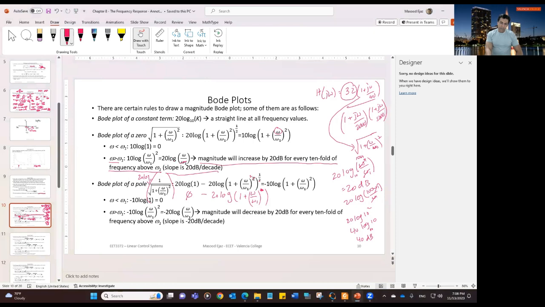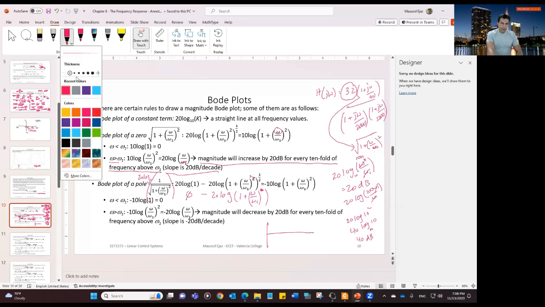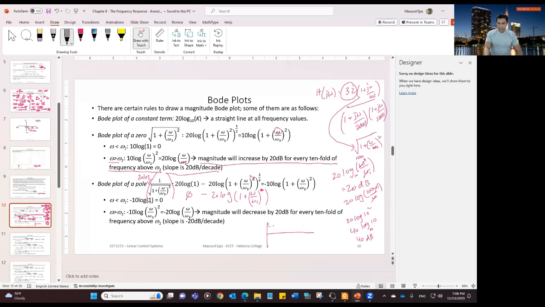Like this one was increasing by 20 decibel, this one is going to drop because of the negative sign. So the slope of the line is going to be negative 20 decibel per decade. Every 10-fold of the frequency, you're going to have a drop of 20 decibel above omega 1. Up to omega 1 it is going to be 0. So a constant value produces a constant line for all values of omega, 20 log 10 of k.